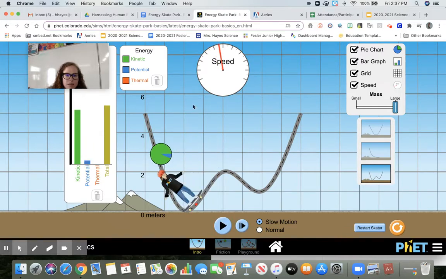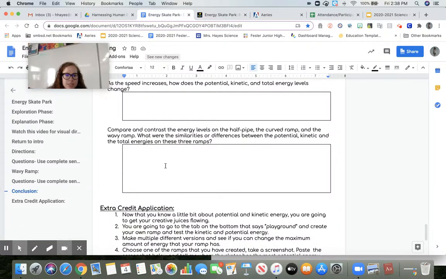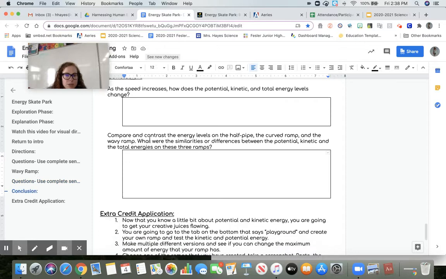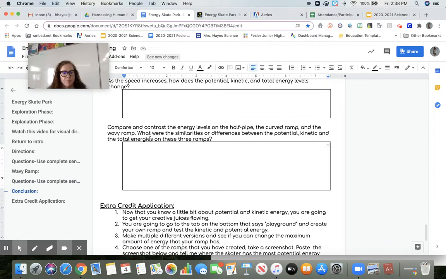Maybe you can talk about the speed. You can talk about the total energy on both ramps. What were some similarities and or differences that you saw? Describe those here. And these two should be well thought out answers because this is our conclusion. So it's the final product. What have we learned from this skate park?